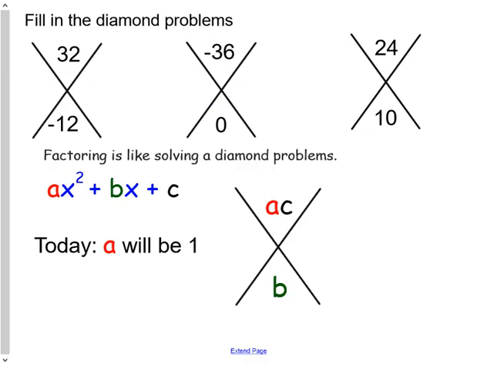32 minus 12, negative 36, 0, 24, 10 are our 3 options. And I'll give you a little bit to try and do those. So pause the video to try to do those on your own.